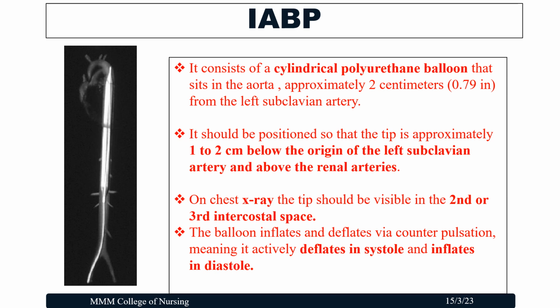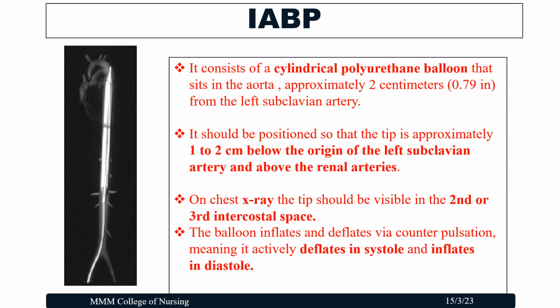The IABP catheter consists of a cylindrical polyurethane balloon that always sits in the aorta, approximately 2 centimeters or 0.79 inches from the left subclavian artery. It should always be positioned so that the tip is approximately 1 to 2 centimeters below the origin of the left subclavian artery and above the renal arteries. It should not obstruct the renal arteries.